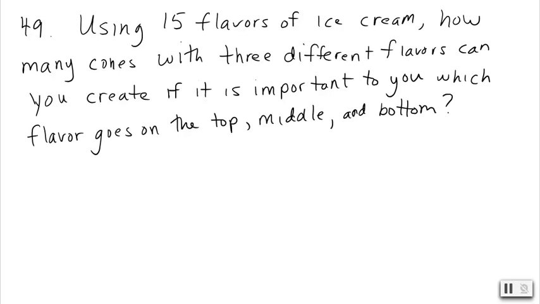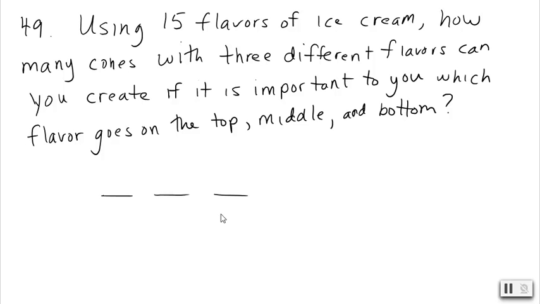Number 49. Using 15 flavors of ice cream, how many cones with 3 different flavors can you create if it is important to you which flavor goes on the top, middle, and bottom? So you'll notice that they're imposing an order here. I want you to think about how you might do this one. You actually have two options here. Because we're using different flavors in each spot, this is a permutation. But I would do this with the blanks.